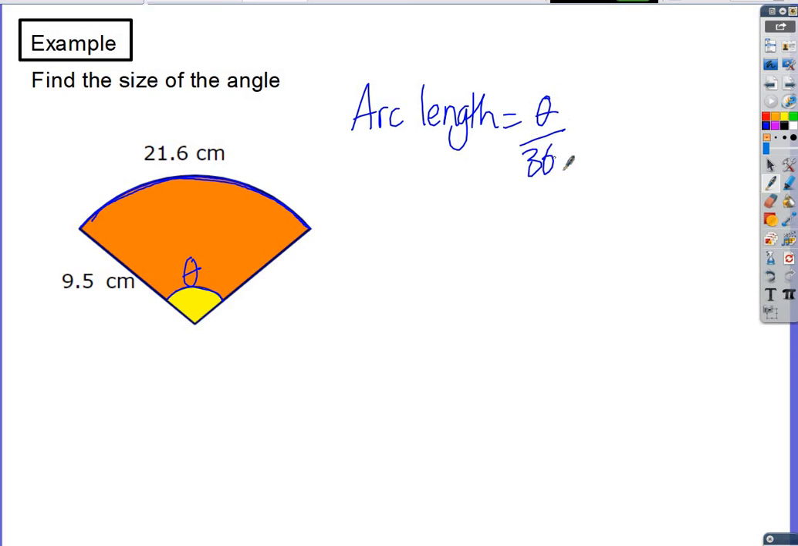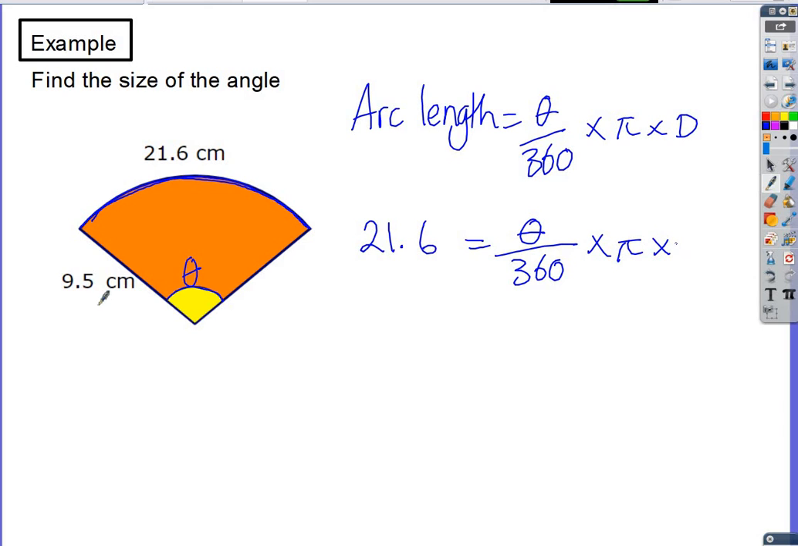So the first thing that I will do is write down the formula. So we know that the arc length is 21.6. Theta we don't know, because that is what we need to work out. Times pi times the diameter. And notice this is the radius, so we must be careful. The diameter is 2 lots of the radii, so that's going to give us 19 centimetres. So the formula is going to be 21.6, which is the arc length, equals theta over 360 times pi times 19.